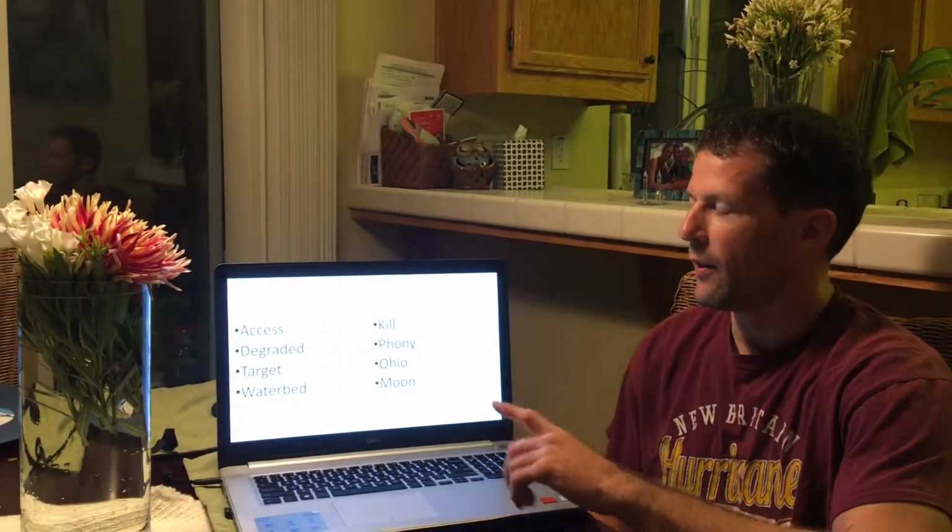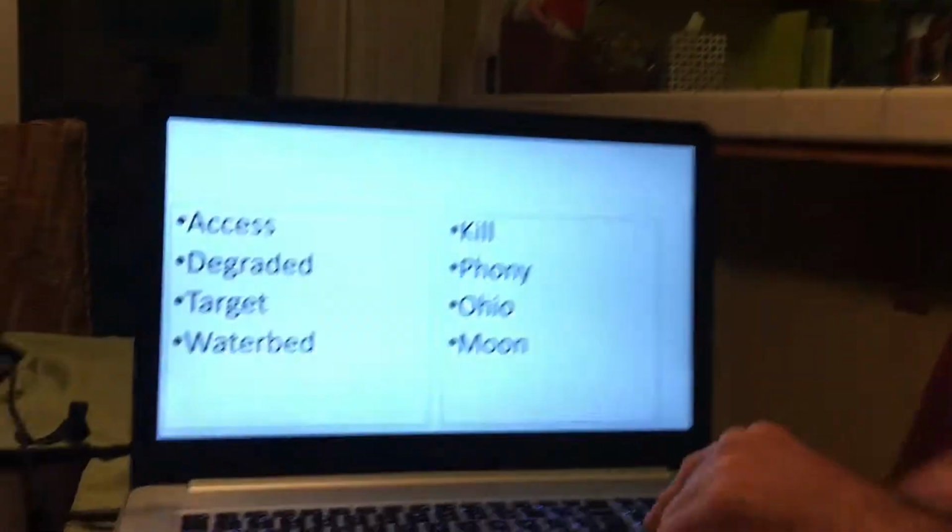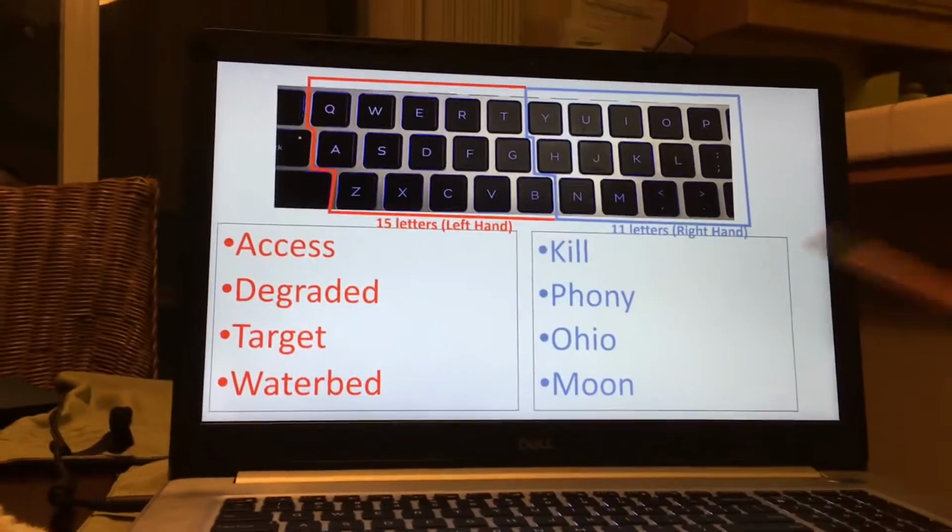So now I'm getting ready to give it away. So pause and think if you don't want the spoiler. So here's the big hint. Type the words in. If you type the words in on the left, you'll find that you only use your left hand. If you type the words in on the right, you'll find you only use your right hand.